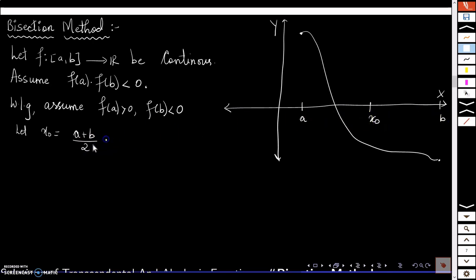Then what you do is you find the value of the function at the point x naught. So compute the value of the function at x naught. If this value is a real number, then by the law of trichotomy, it is either 0, positive or negative. If it is 0, then this point x naught is the root of this function.